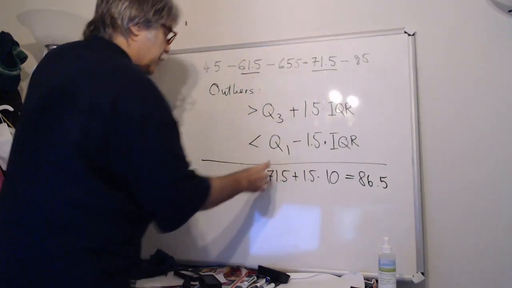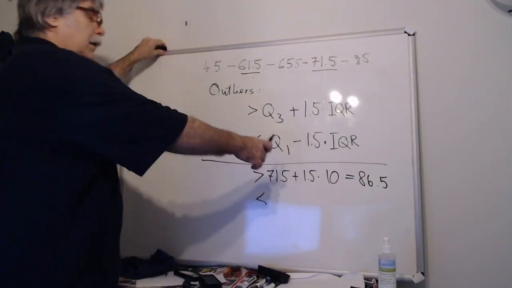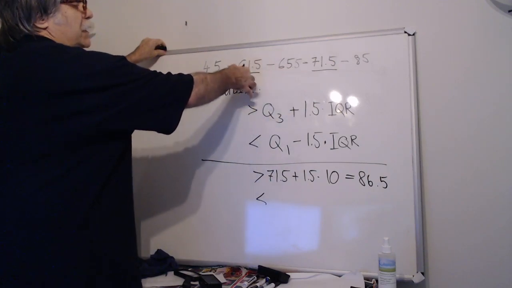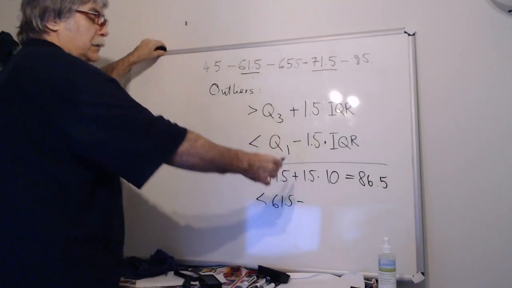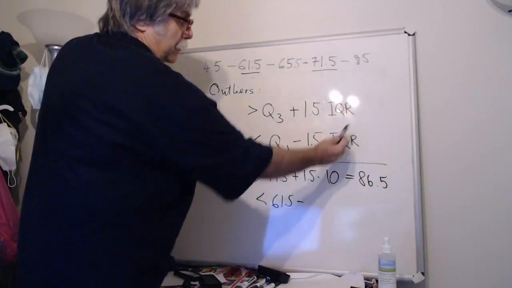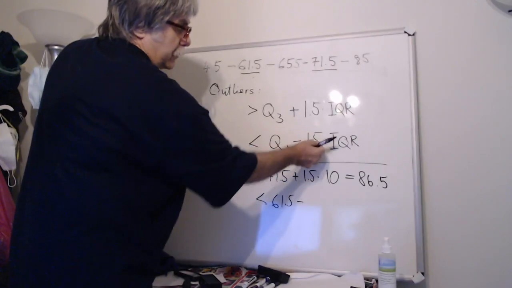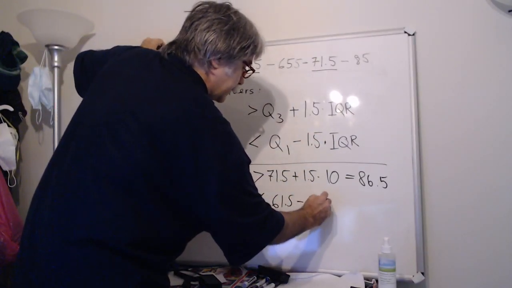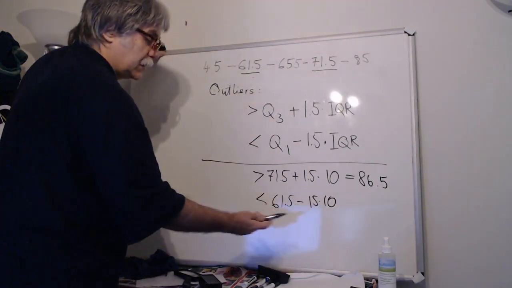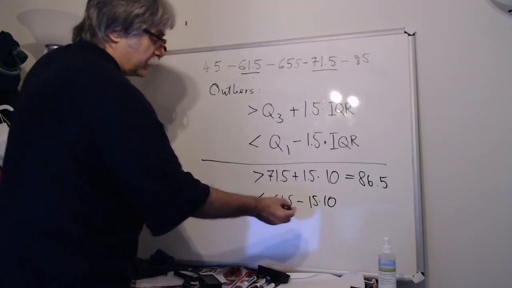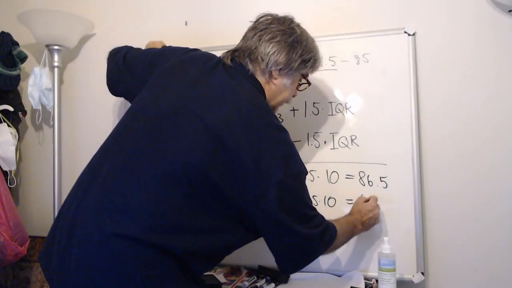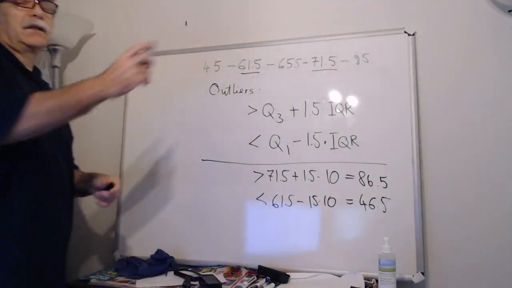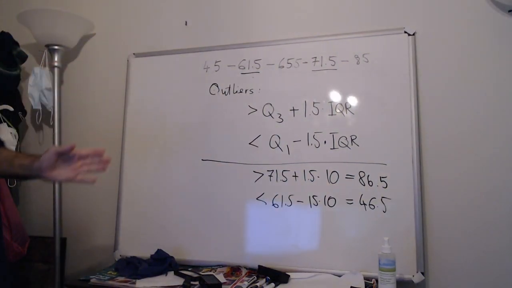Now this calculation here will be, in our case, quartile 1 is 61.5. I have to subtract the same number here. This is the same number in both expressions, right? 1.5 times 10, and again, this is 15. And if I'm subtracting 15 from 61.5, I'm going to get 46.5. These are the boundaries for the outliers.